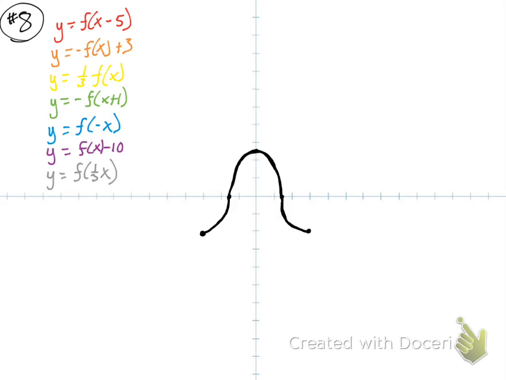Some of them are very straightforward, like, for instance, the first one, f of x minus 5. Well, this is a shift to the right of 5 units, because any change that happens inside the function always goes opposite. Since that's a minus 5 there, that means it's a shift to the right. So I'm just going to take all these points and move them over 5 units. Now, this is counting by 2's, so this is 2, 4, 6, and 2, 4, 6, negative 2, negative 4, negative 6, and so on and so forth.